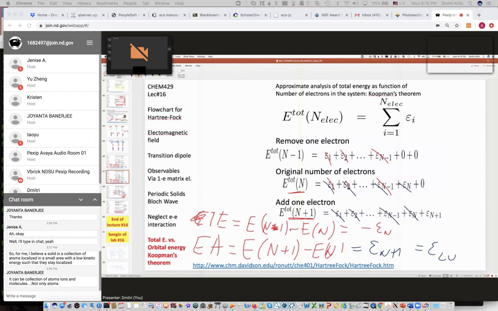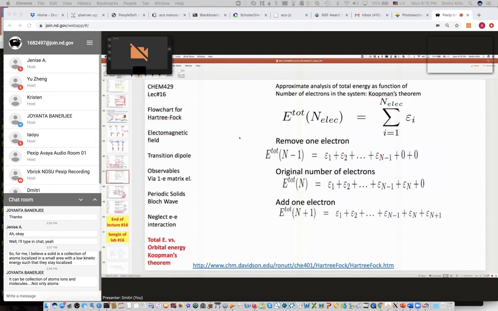And a difference between electron affinity and ionization potential is that generally ionization potential is an endothermic process. Generally.